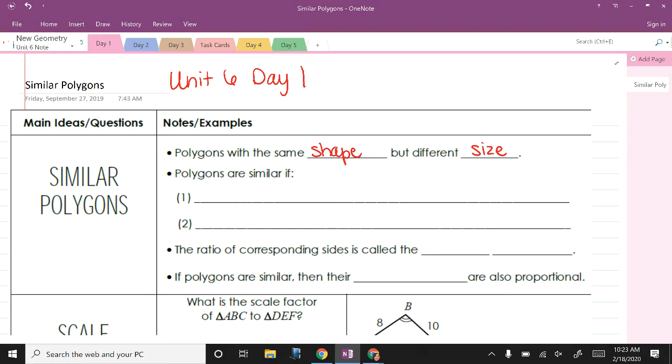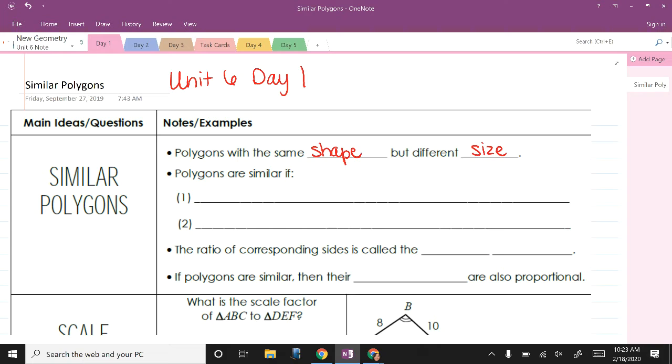So remember, referring back to transformations that we did in Unit 2, congruent figures were produced when we did a reflection, rotation, or translation, right? We produced a congruent figure. They were exactly the same shape, exactly the same size. But when we did a dilation, we either enlarged it or shrunk it, right? So that produced a similar figure, not a congruent figure.